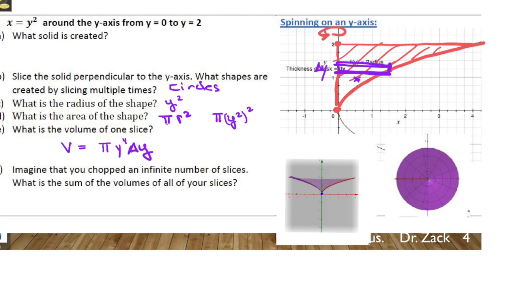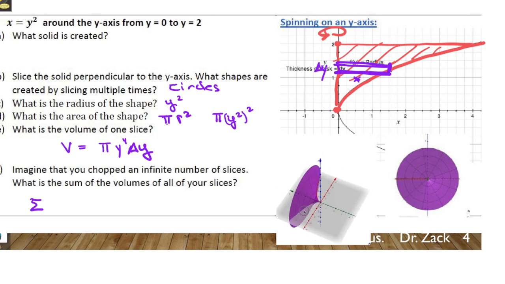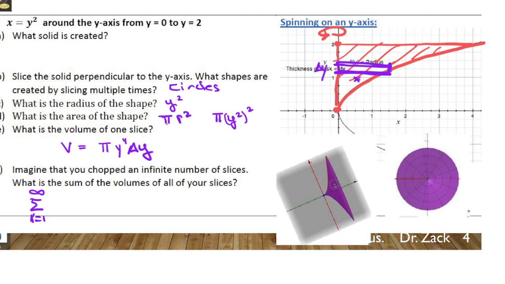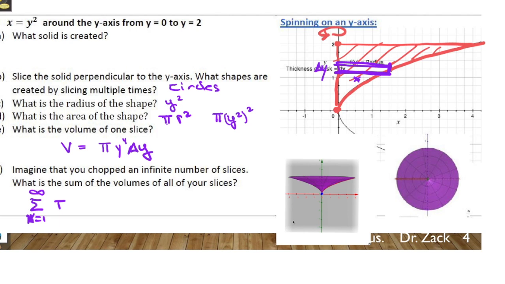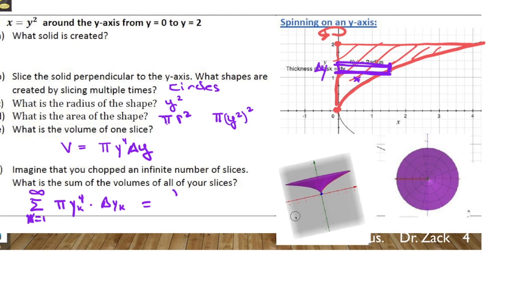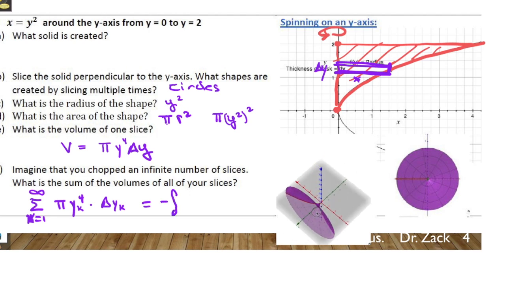Now imagine once again that we have chopped up an infinite number of slices. So we're going to take this as k goes from 1 to infinity, or the limit as k goes to infinity. You have the area, which is your pi y to the fourth, multiplied by the thickness of each one, and this would be your delta y sub k, and each one of these values is going to be evaluated.